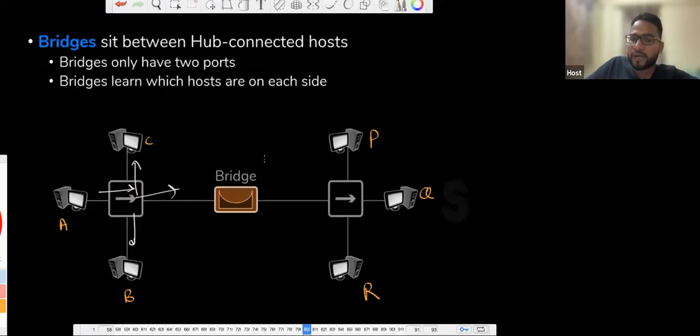Since the bridge does not know anything, what will happen? Will the bridge stop this frame from going across, or will the bridge send this frame to this part also? Tell me. If A wants to send to C, which means the destination MAC address is C, what's going to happen? A will send to this hub, and obviously this hub will send everywhere because it's a dumb device. Now will this bridge send to the right-hand part, or does the bridge know that C is on the left area? What do you think?